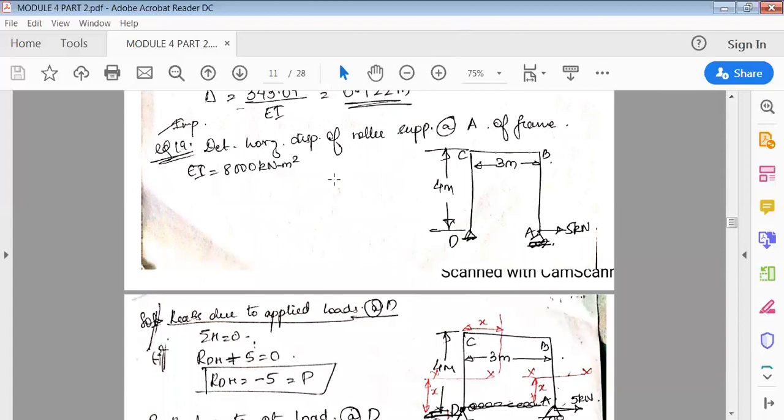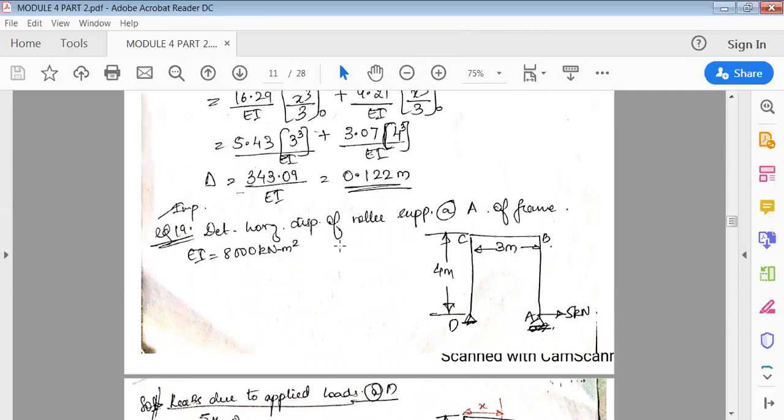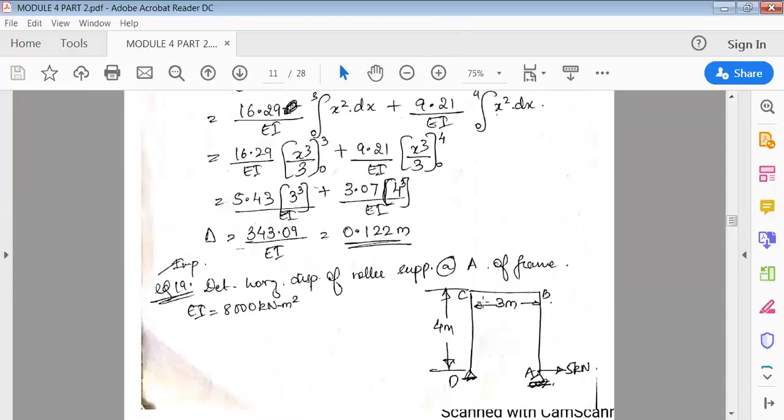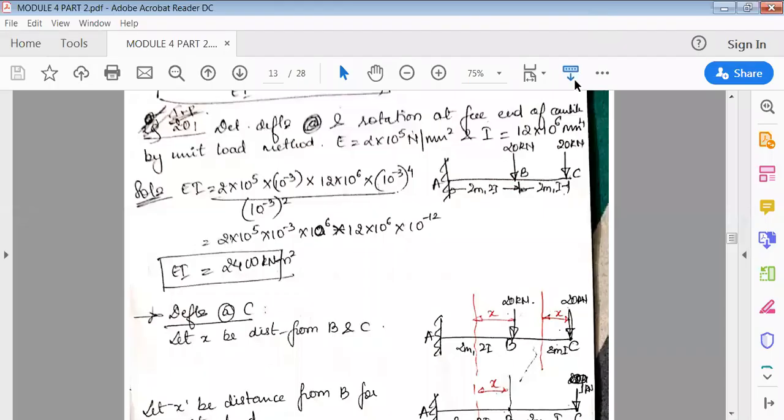calculate. Next thing is, I think we'll first finish off with the beam type of problem. So this is a frame. So first we'll finish off with the beam type of problem. Okay, so the next beam type of problem is: determine the deflection and rotation at the free end of a cantilever by unit load method.